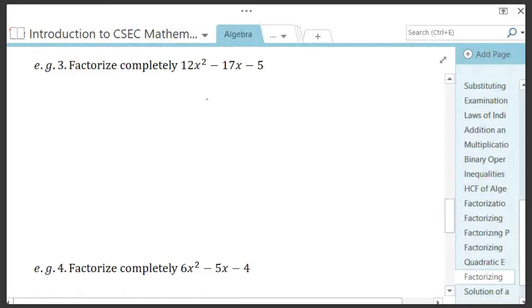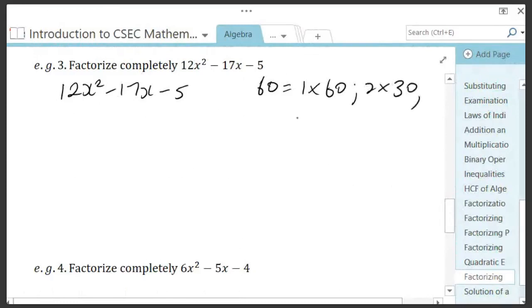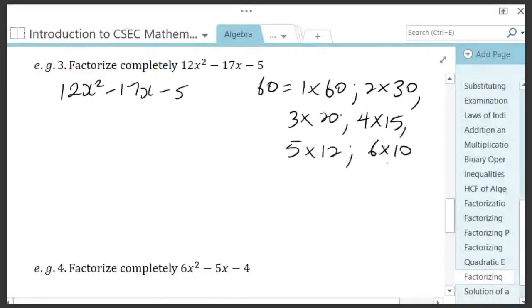Okay, so I'm going to write here 12x squared minus 17x minus 5. 12 multiplied by minus 5 is minus 60. So I'm just going to write the positive value here. 60 is 1 by 60, 2 by 30, 3 by 20, 4 by 15, 5 by 12, 6 by 10. Okay?